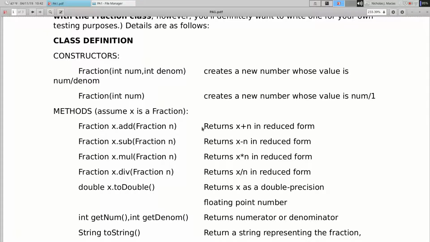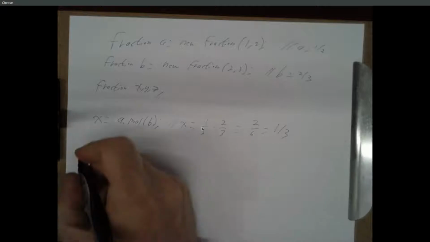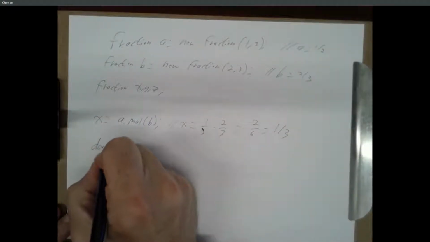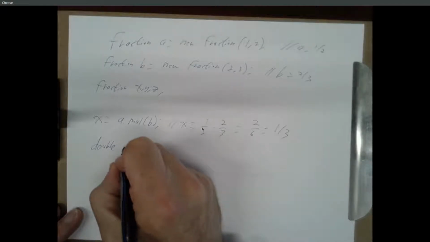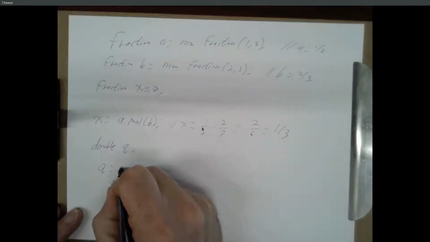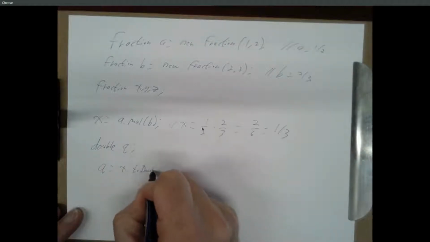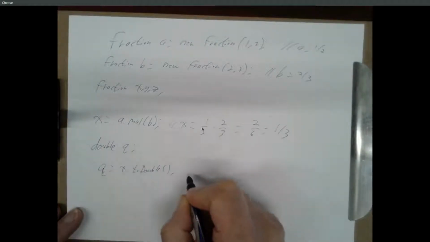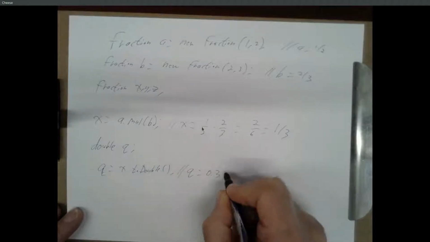All right, so four main things that you do with fractions: add them, subtract them, multiply them, and divide them. There's also a method called toDouble, which takes whatever the fraction is and converts it to a double precision floating point number. So I could do something like double q, and I could say q equals x dot toDouble. And that's going to set q equal to 0.33333.